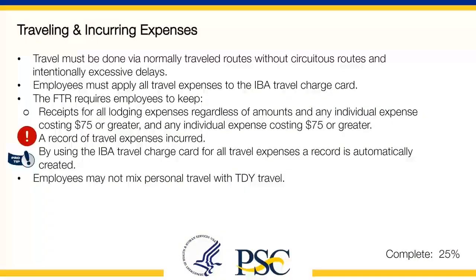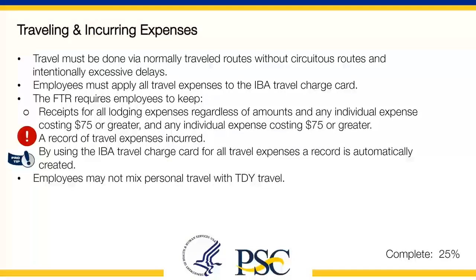Travel must be done via normally traveled routes without circuitous routes and intentionally excessive delays. Employees must apply all travel expenses to the IBA travel charge card. The FTR requires employees to keep receipts for all lodging expenses regardless of amounts and any individual expense costing $75 or greater, and a record of travel expenses incurred. By using the IBA travel charge card for all travel expenses, a record is automatically created.